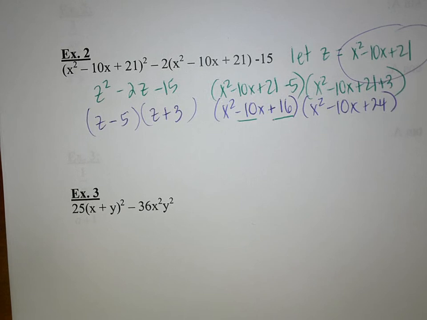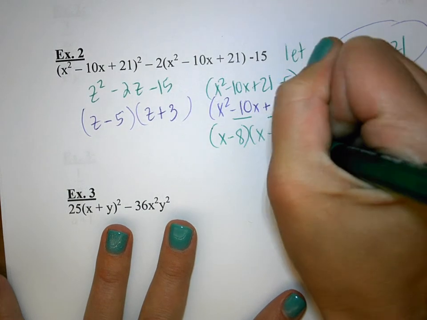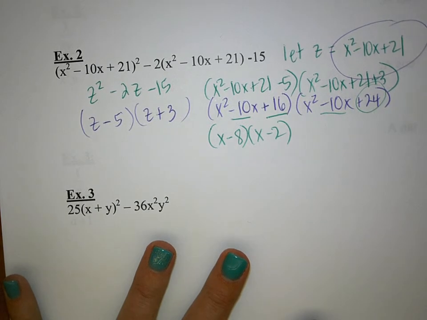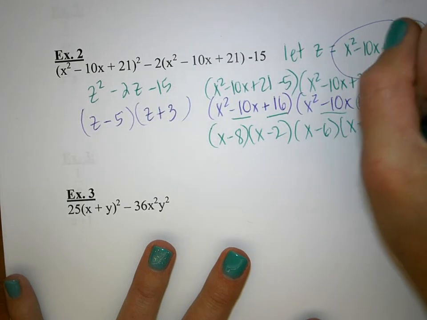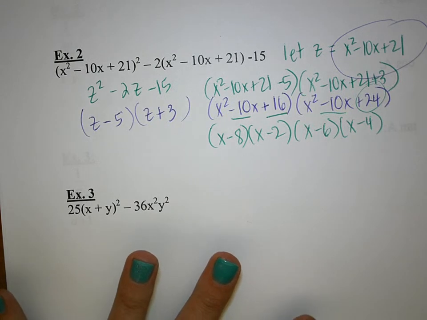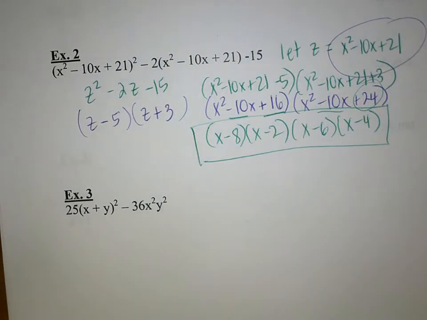So, what multiplies to be 16 and adds to be negative 10? X minus 8 and x minus 2. What multiplies to be 24 and adds to be negative 10? X minus 6 and x minus 4. Say that one more time. Okay. All right, any questions?